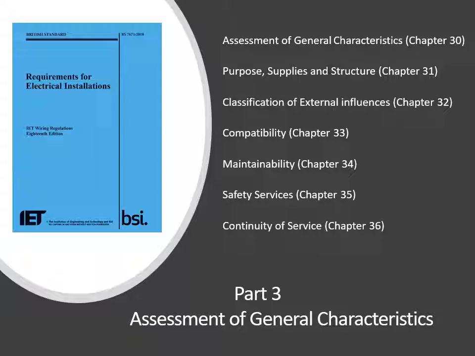So through chapters 30 to 36, we will assess things from the general characteristics, the purpose, the supplies and the structure, the classification of external influences. We need to look at compatibility, maintainability, any safety services that may be involved, and we need to look at designing a system that's fit for continued service. Each of the chapters will cover that individually.